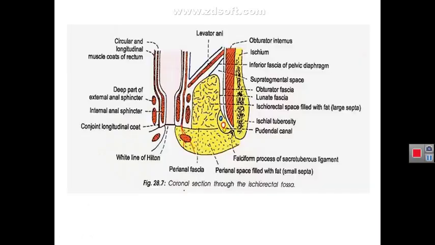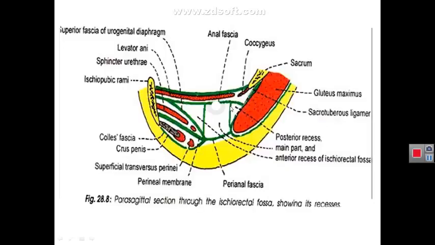So we have finished the boundaries of the ischiorectal fossa medially and laterally. What about anteriorly and posteriorly? This figure also shows the ischiorectal fossa. It shows that posteriorly the ischiorectal fossa is bounded by the gluteus maximus muscle and by the sacrotuberous ligament, as the gluteus maximus is partly originating from the sacrotuberous ligament. So the posterior boundary is the gluteus maximus muscle and sacrotuberous ligament, shown in this sagittal section of the ischiorectal fossa. This is the pubic symphysis.